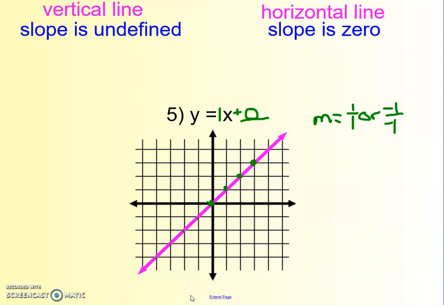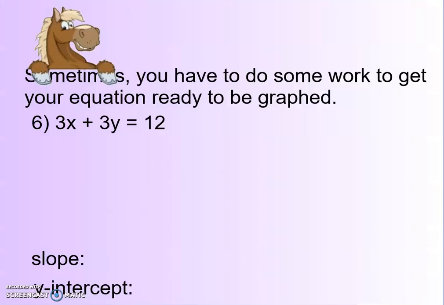Well, there's just one more thing I want to talk about in today's notes. And that's what if you're given an equation that is not in slope-intercept form, but you have to graph it. Now we know this is a linear equation because the highest power of x and y is just 1. It's not squared, it's not cubed, it's not to the 4th. So this is going to be a line, so we need to get it in slope-intercept form.